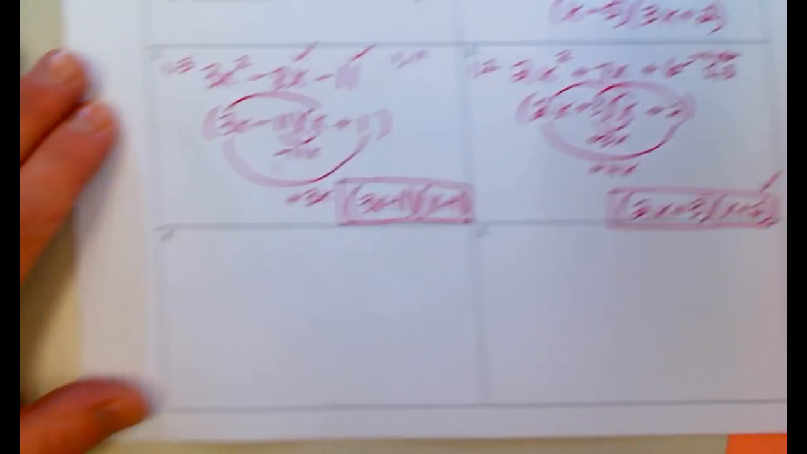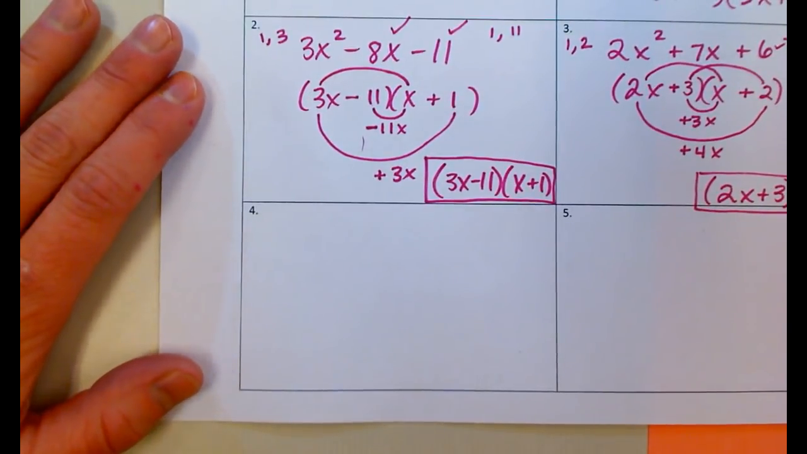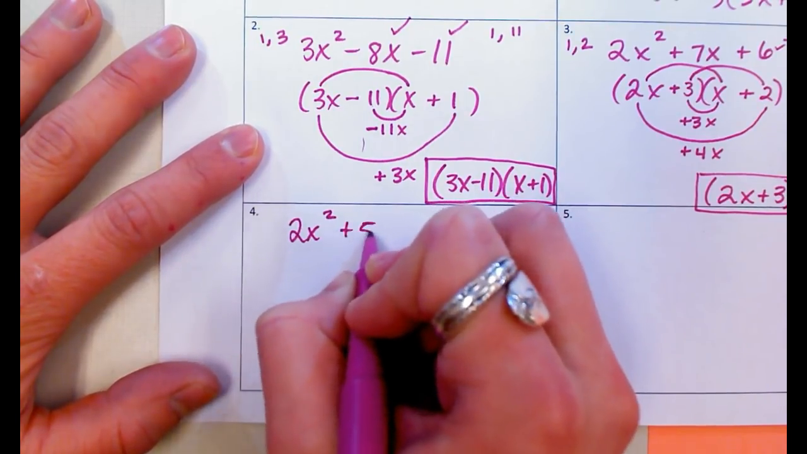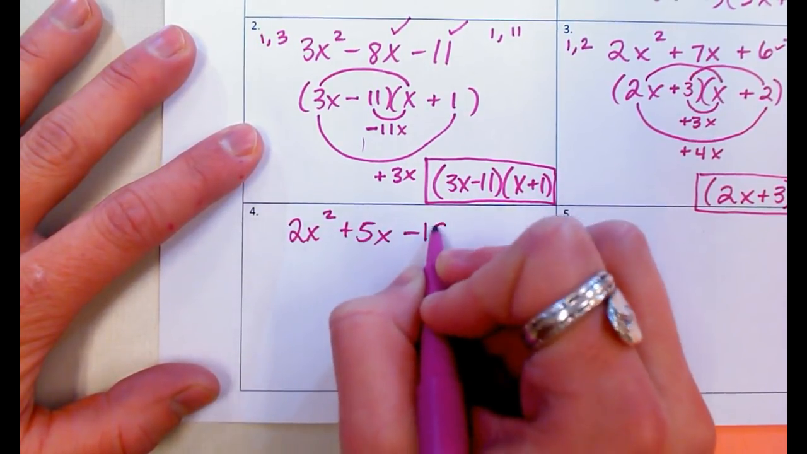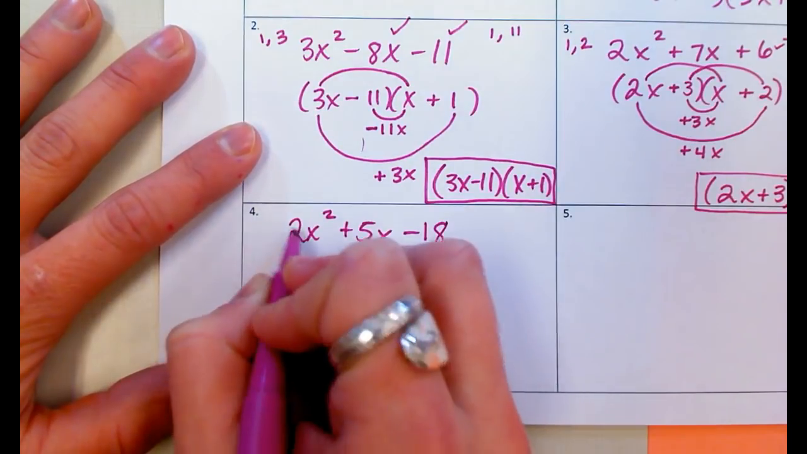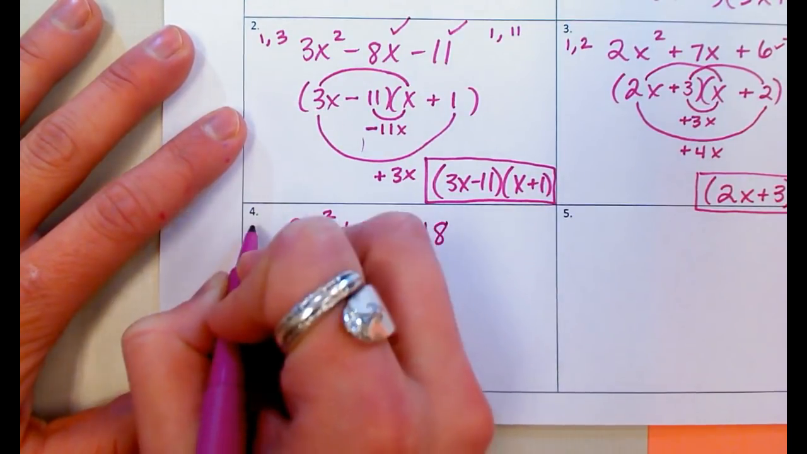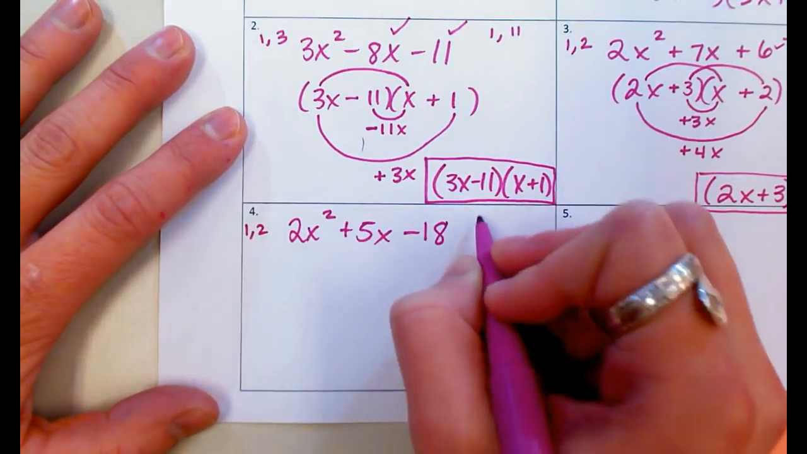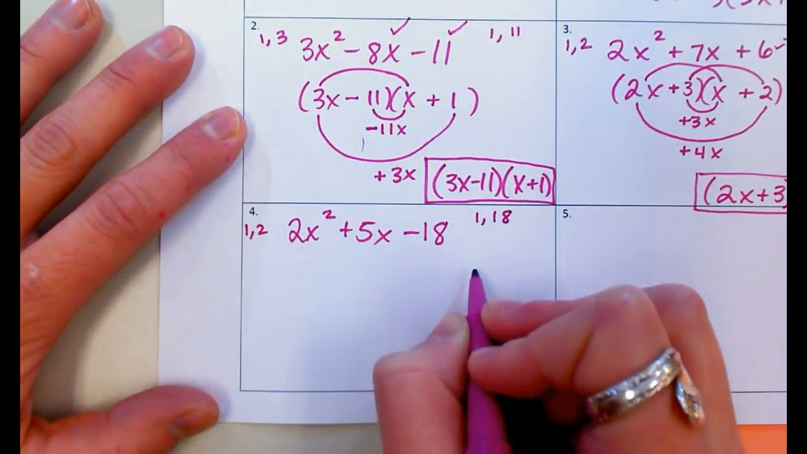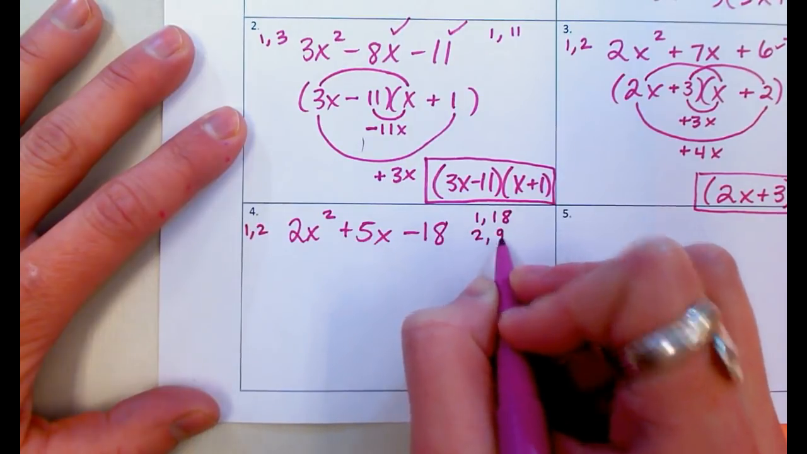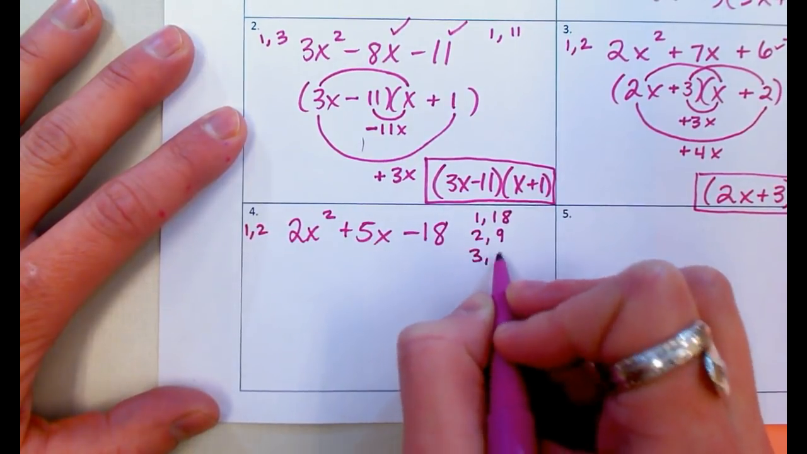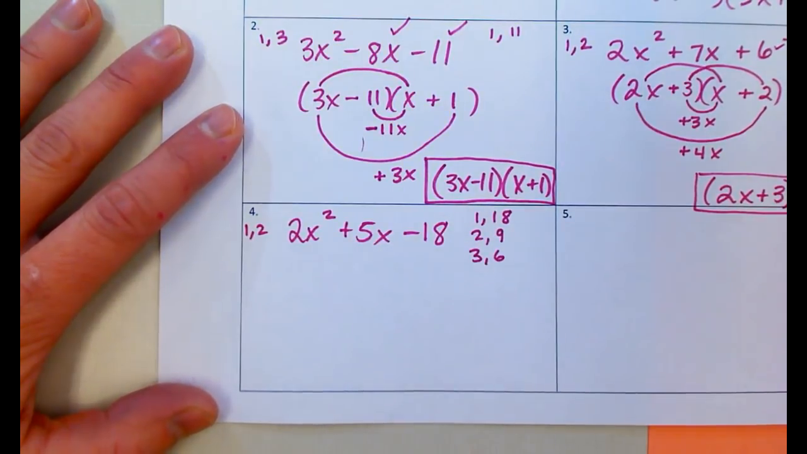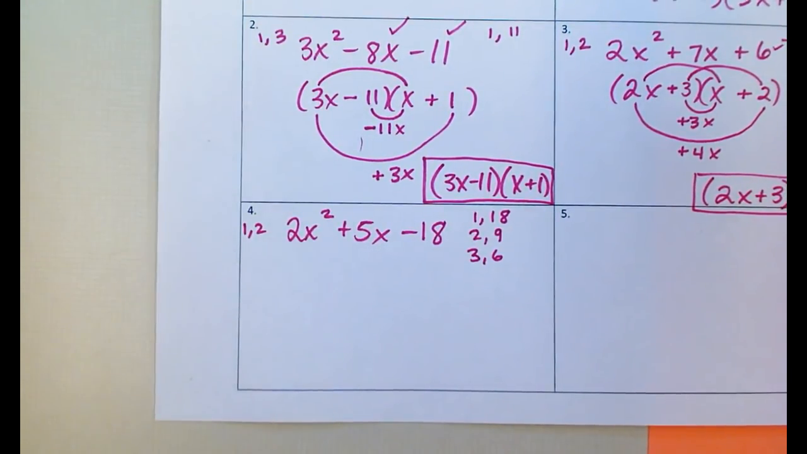All right, number 4. Get a little more challenging. We have 2x squared plus 5x minus 18. Write your factors. We have 1 and 2 for 2. For 18, we have 1 and 18, 2 and 9, and 3 and 6. Got a couple more factors here to guess and check with. Pause the video and try it out.